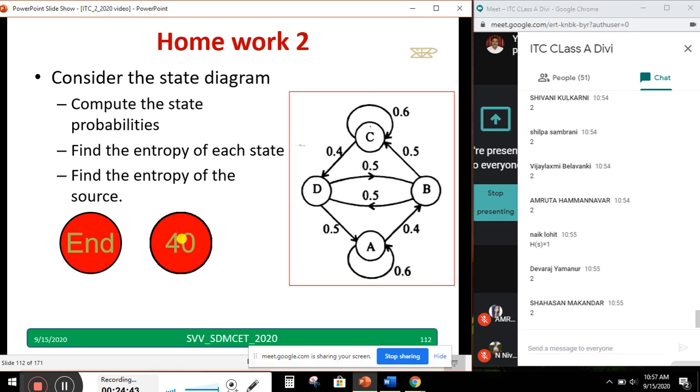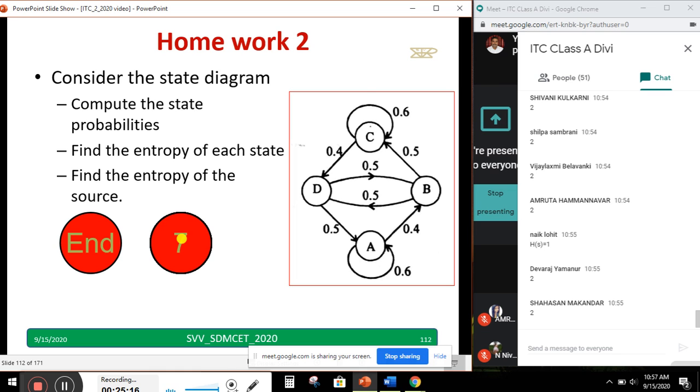And try to highlight the answers. For example, what they have asked: find the entropy of each state. That you have to highlight: HA equal to, HB equal to, HC equal to, HD equal to. And then what you have to highlight? Find the entropy of the source. H equal to, you have to highlight. If all are correct, you will get complete marks. If these are wrong, we'll check inside whether the equation is correct or not. So it's better to highlight whatever they are asking, that answer you have to highlight first, so that you can go in reverse if something is wrong.